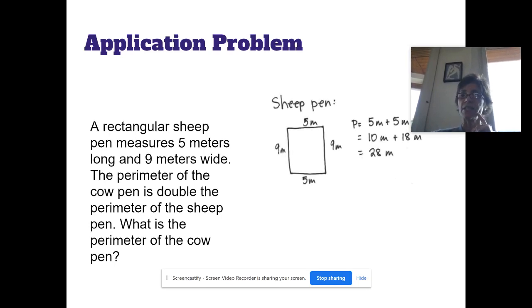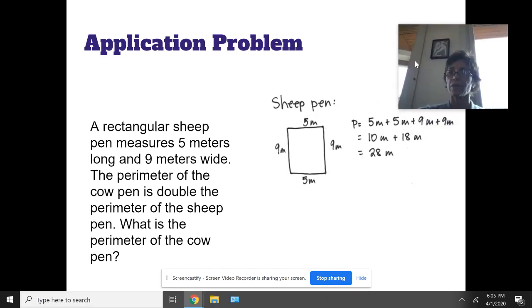Okay, so this is the sheep pen. As you can see, you have the two sides, 9 meters and 5 meters, and opposite sides are the same. So five here, this is also five. This is 9 meters. The opposite side is also 9 meters. So what am I going to do? I'm going to add up the sides. Five plus five plus nine plus nine. Five plus five is 10. Nine plus nine is 18. 10 plus 18 is 28.